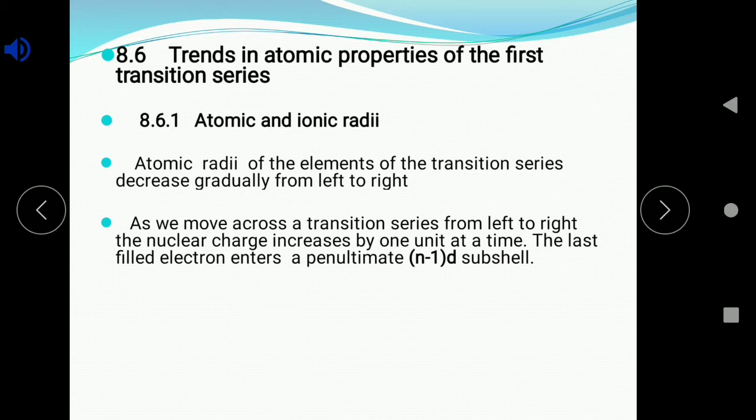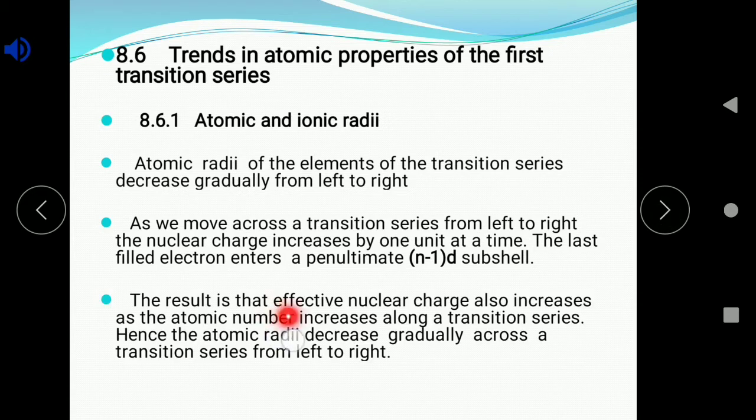While moving from left to right, all the electrons will enter the same shell. That means actually there should not be any change in the atomic radii. But because the effective nuclear charge increases, hence the atomic radii decreases. What is effective nuclear charge?